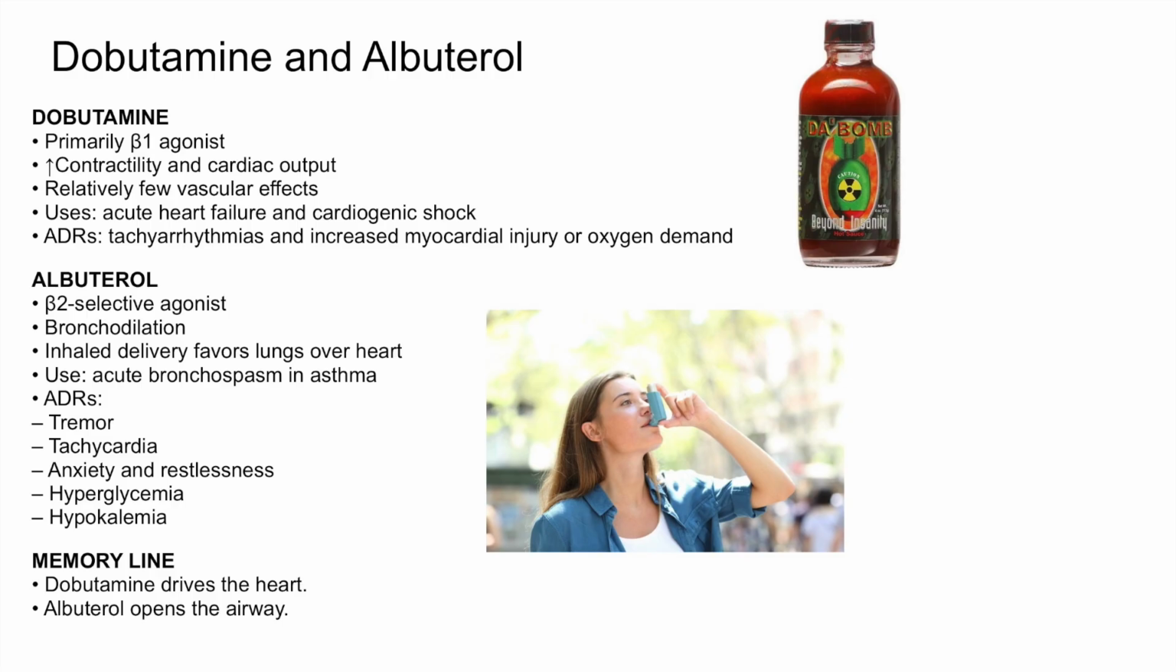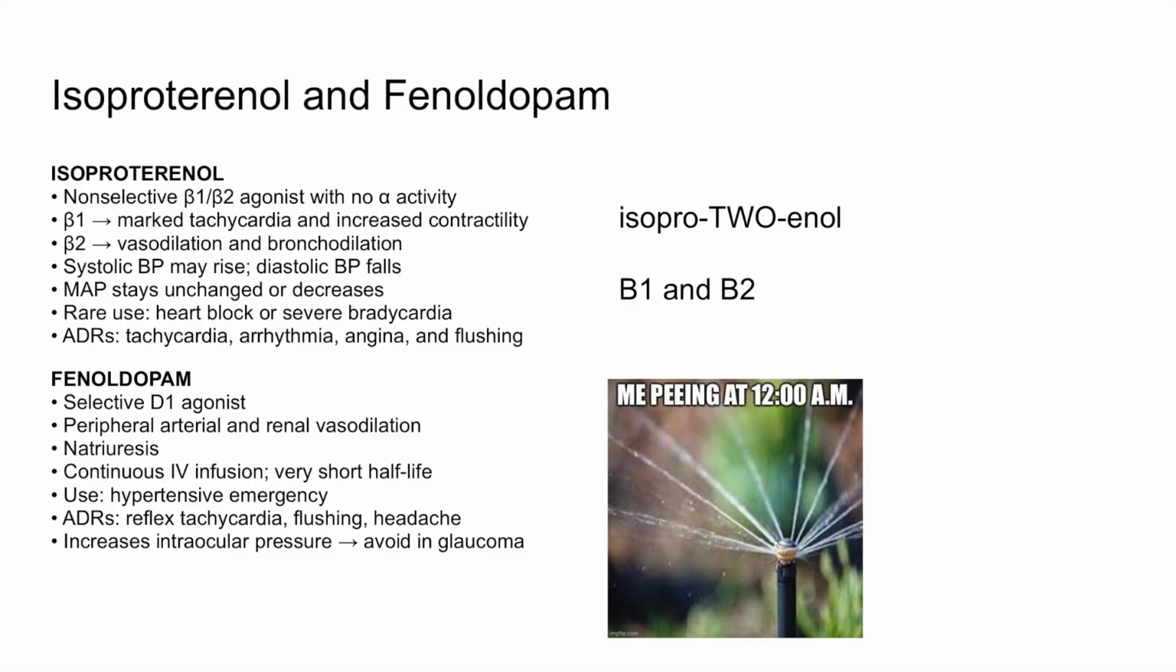Then we got albuterol. Albuterol, like I said, this one's pretty easy to remember because it's inhalers, right, guys? So I don't know, beta-2, albuterol. There you go. So isoproterenol and fenoldopam.